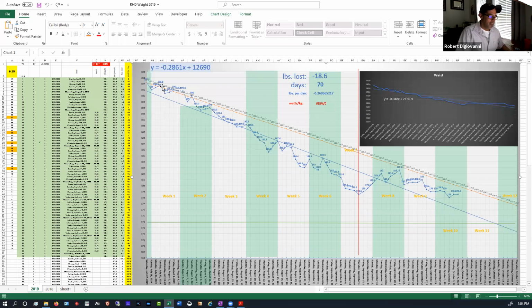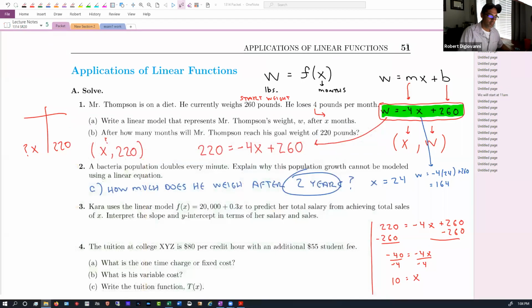I'm just sharing that with you because there's software out there that, if you take any data, will automatically find that line for you and give you all the information. Those are called regression models. So what we did here for Mr. Thompson is we basically had his weight loss model, and we tried to predict how much he would weigh in the future or how long it would take him to get to a certain weight. And that's pretty much what I would do.